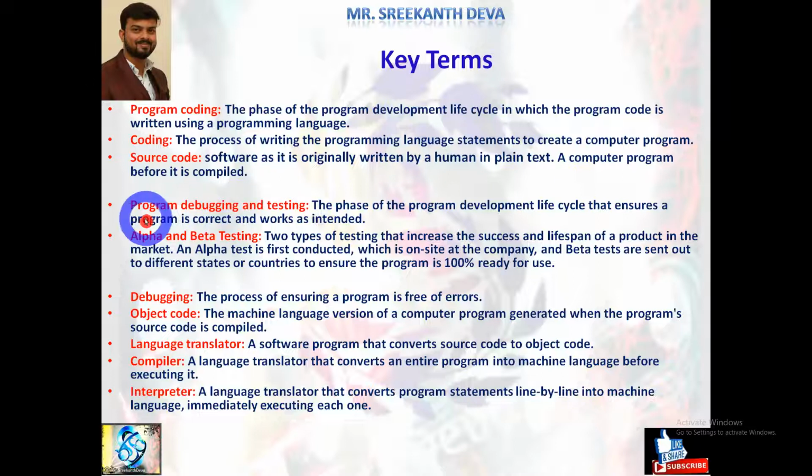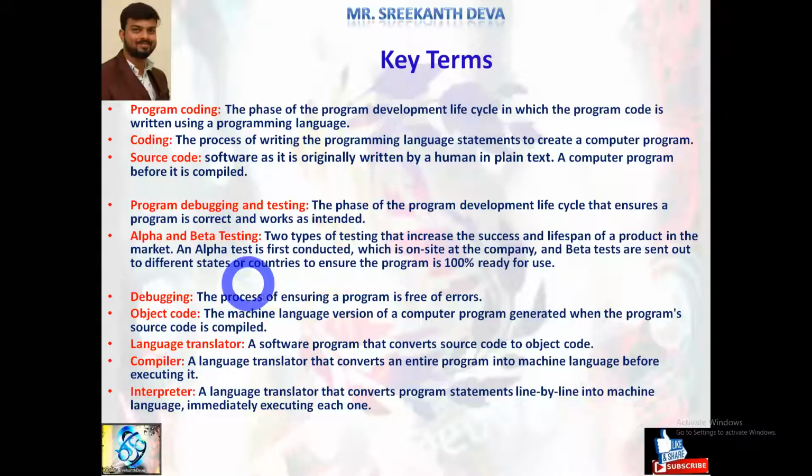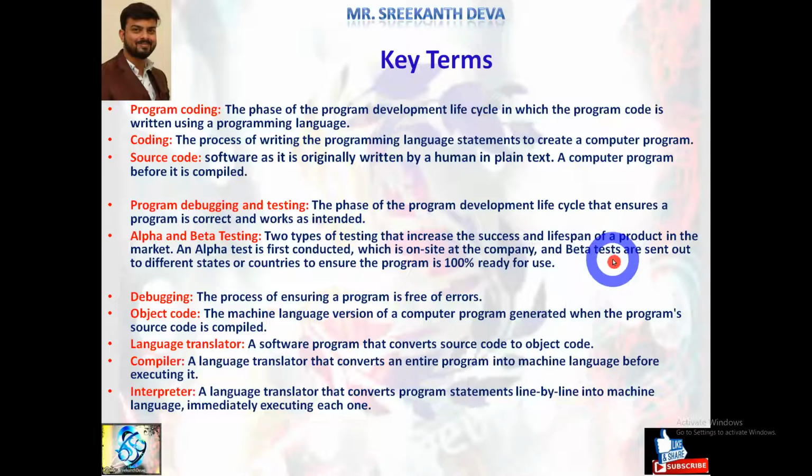Program debugging and testing: the phase of the program development life cycle that ensures a program is correct and works as intended. Alpha and beta testing are two types of testing that increase the success and lifespan of a product in the market. An alpha test is conducted first, on site at the company, and beta tests are sent out to different states or countries to ensure the program is 100% ready for use. Debugging is the process of ensuring a program is free of errors.